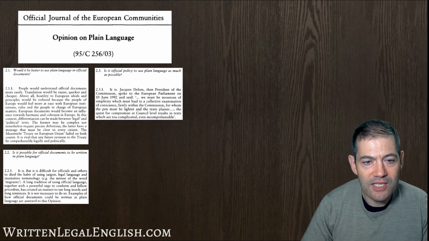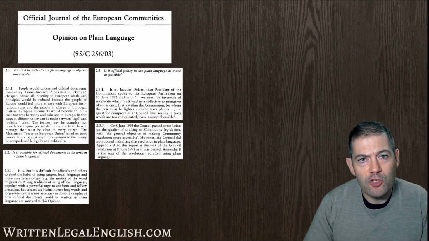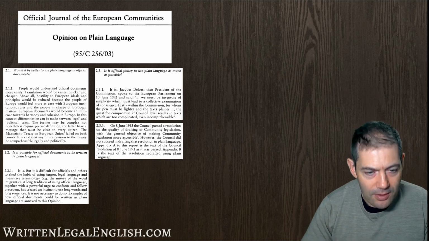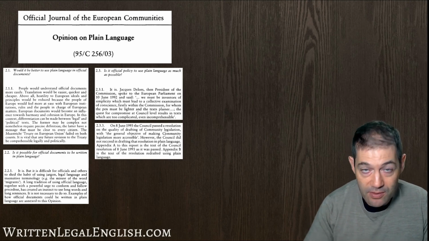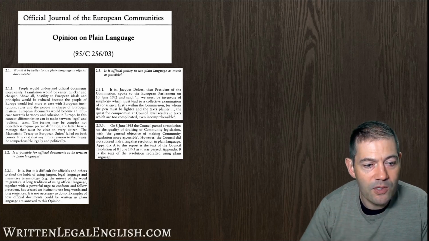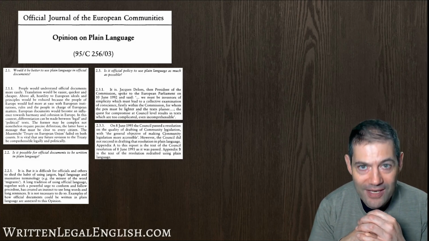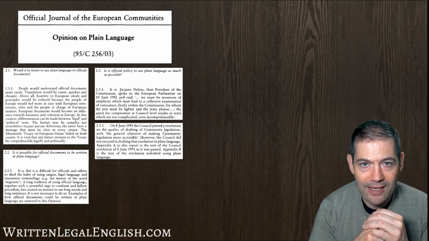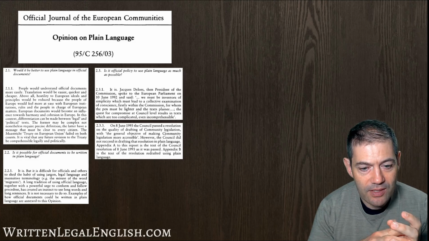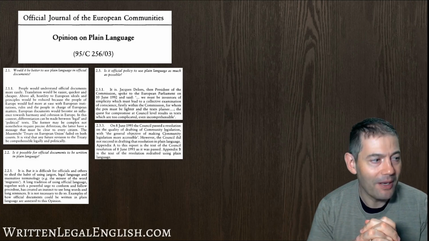2.3, is it official policy to use plain language as much as possible? It is. Okay. And it goes on. 2.3.3, and here it introduces a criticism. It says, on 8th of June 1993, the Council passed a resolution, which I showed you at the beginning, on the quality of drafting of community legislation with the general objective of making community legislation more accessible. However, the Council did not succeed in drafting that resolution itself in plain language, and the opinion presents two appendixes. A, which is the actual text of the Council resolution, and Appendix B, which is how it should have been written if it was redrafted in plain language.